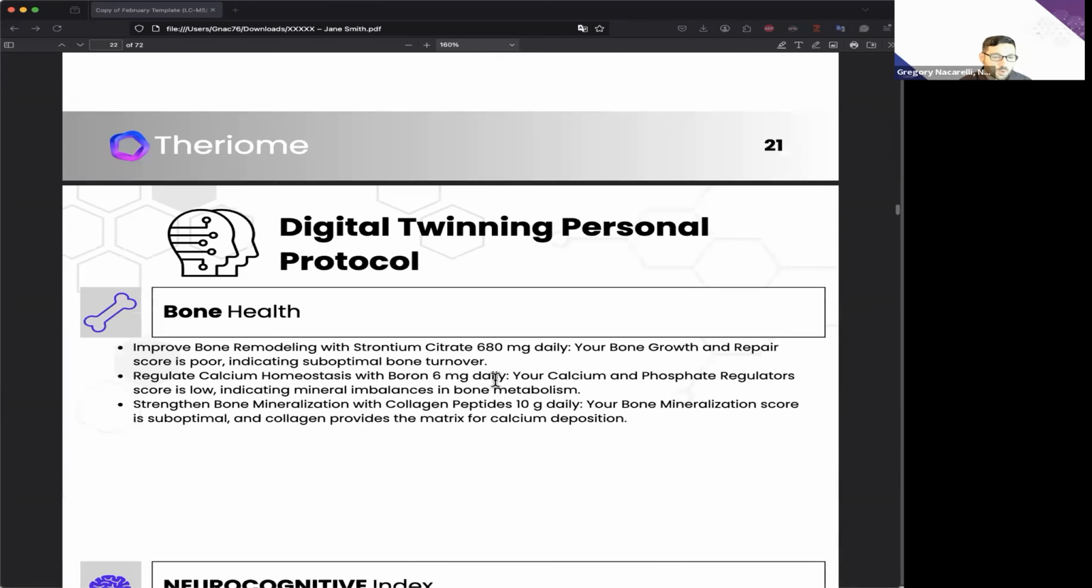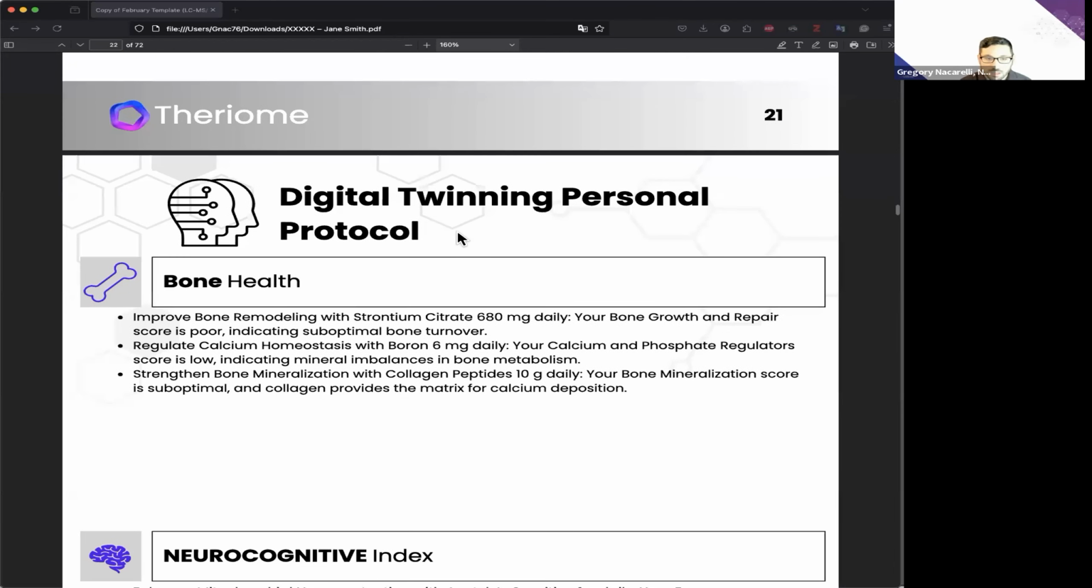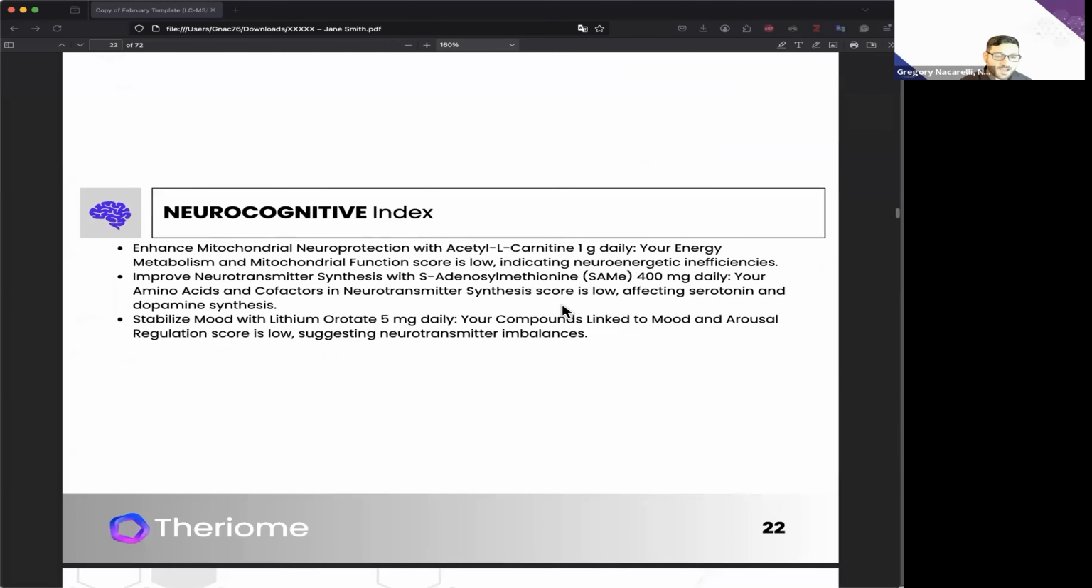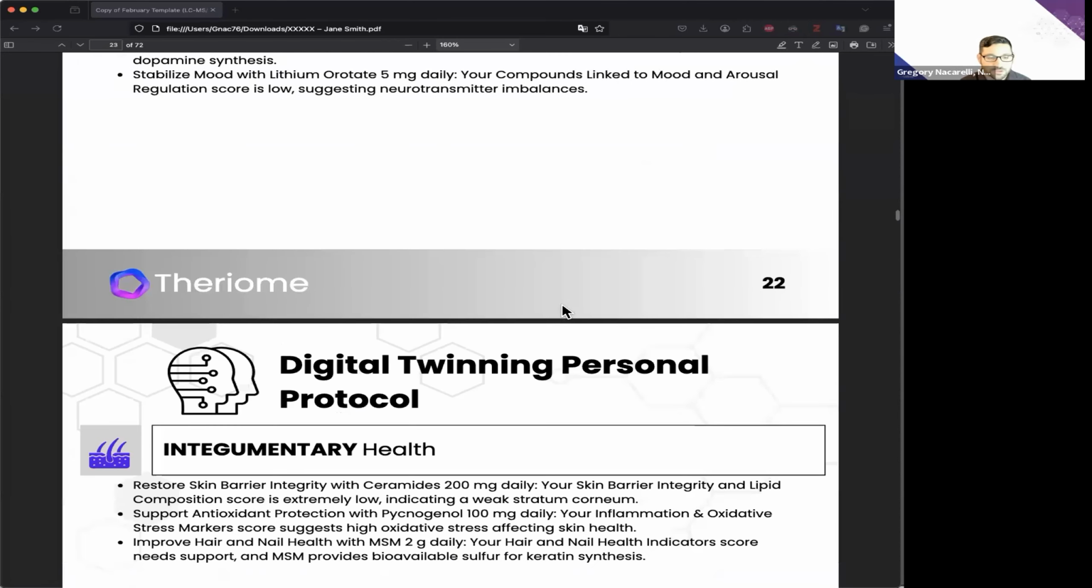And so the bulk of a visit going over these results with a patient is spent in the digital twinning protocol section, because this is where you're going to actually be implementing interventions with your patients.